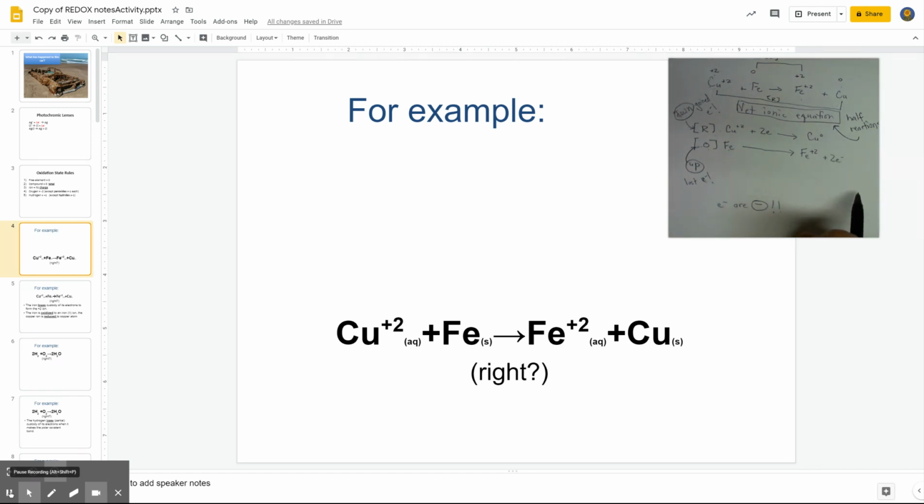So in a battery, what we have is something losing electrons and something gaining electrons, and then we get a flow of electricity.